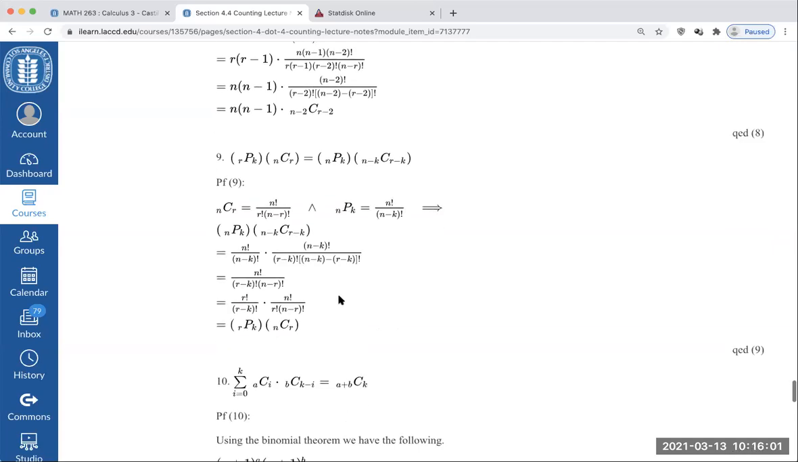Let me write my denominator as n minus k factorial times n minus r factorial, and my numerator is n factorial here. And then let's multiply and divide by r factorial. But now this, by the factorial definition of permutations, is just rPk. And this, by the factorial definition of combinations, is nCr. And that's what you wanted to show.